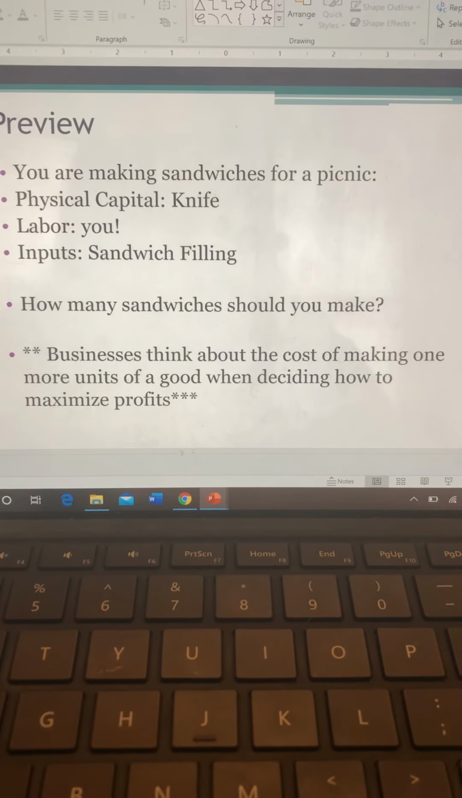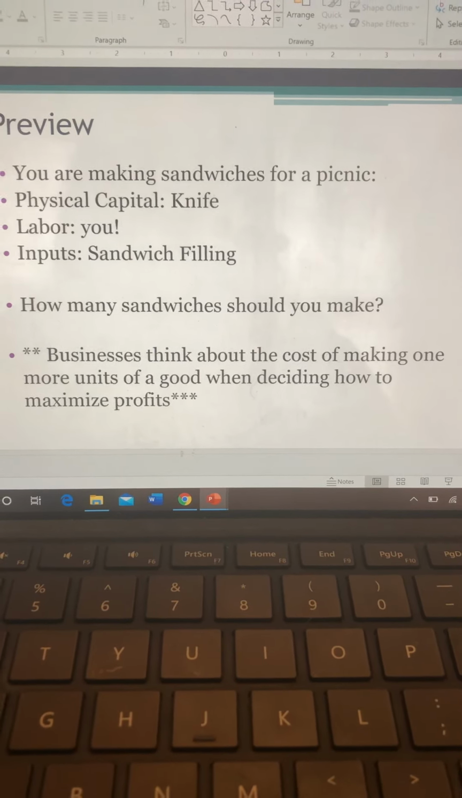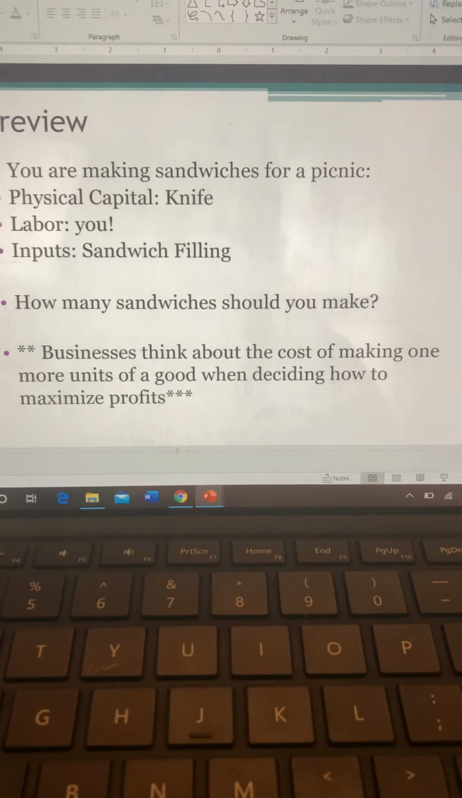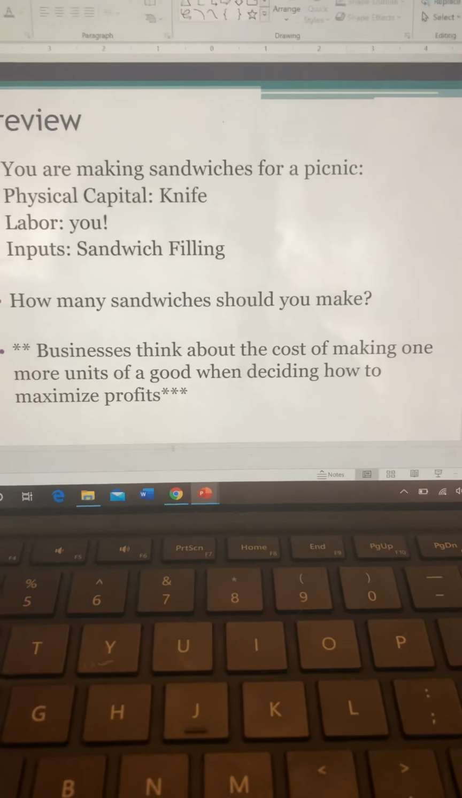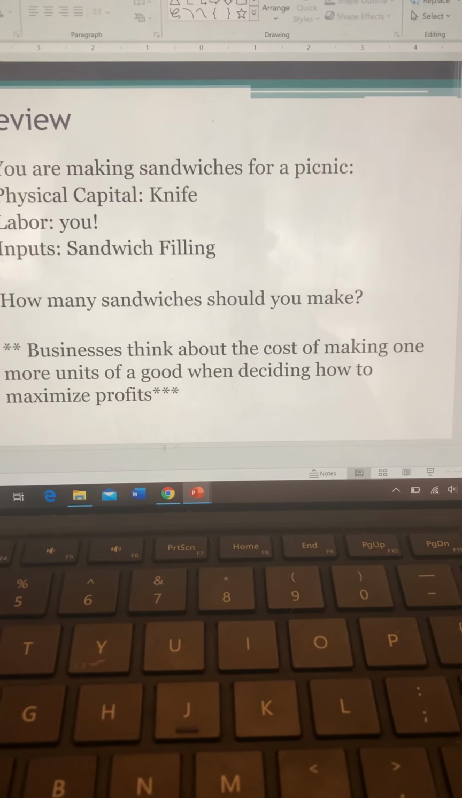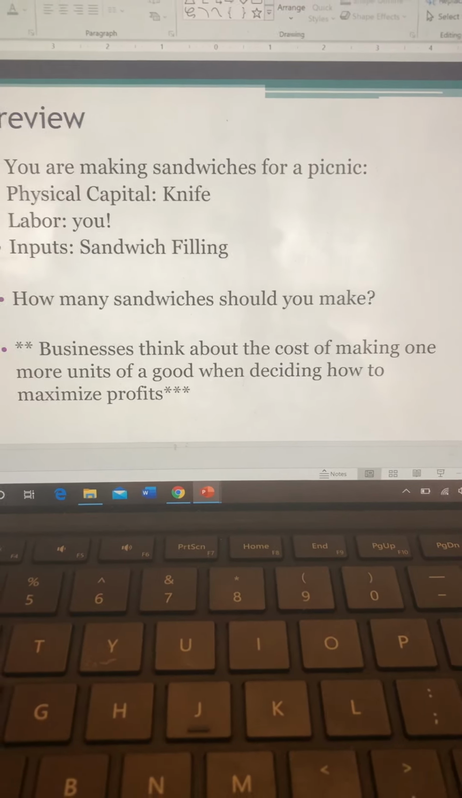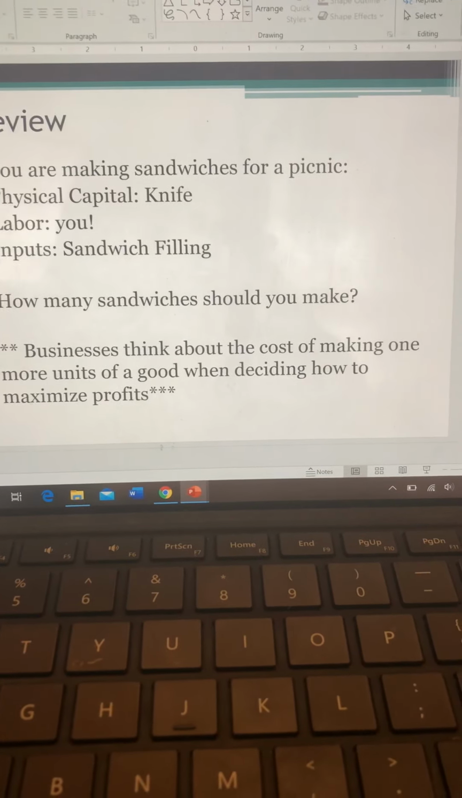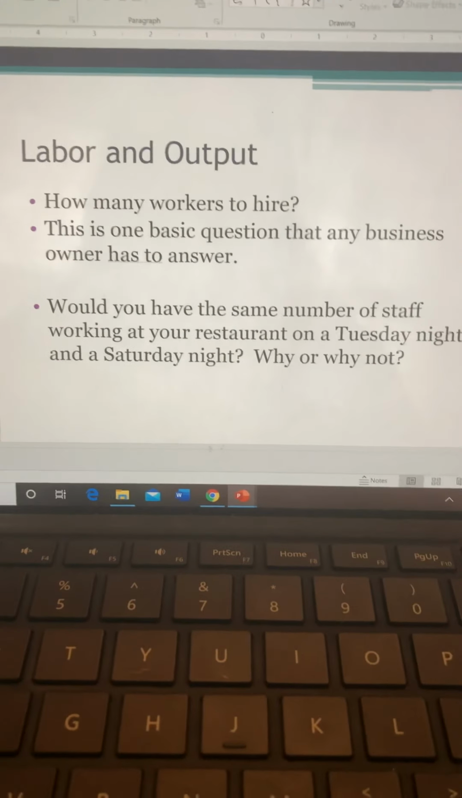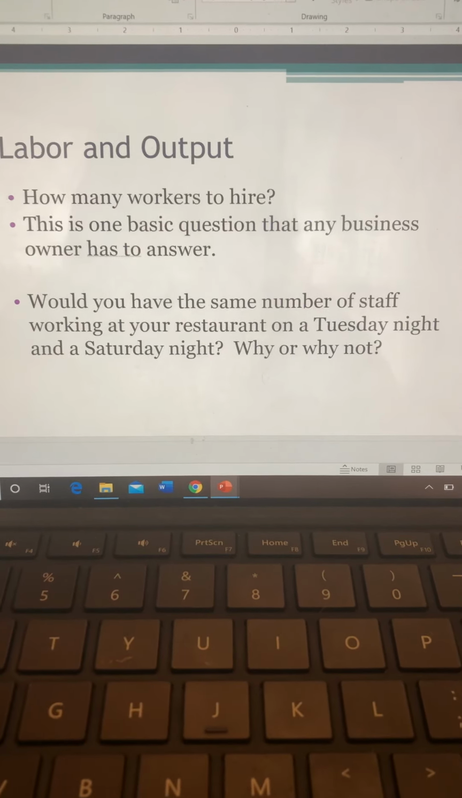If you went to the supermarket today and bought materials to make 100 sandwiches and only 10 people showed up, can you see how much of a waste of money that would be? You'd have all these leftover sandwiches that would eventually spoil. So in today's lesson, we're going to see how businesses try to decide the numbers: how many to make, when do you make one more, right? And then also, how many workers do you hire?